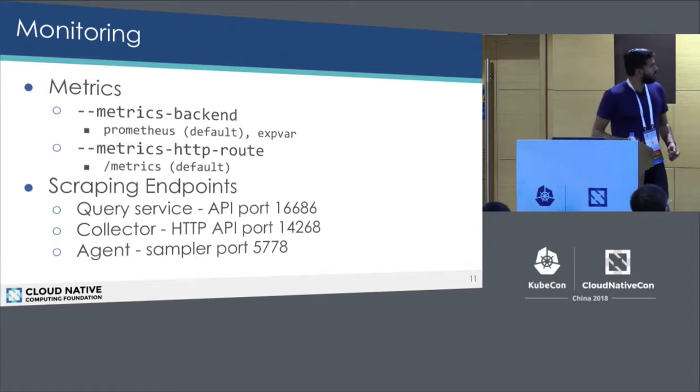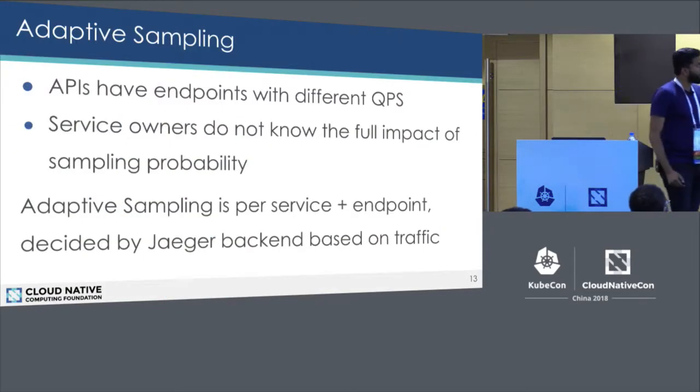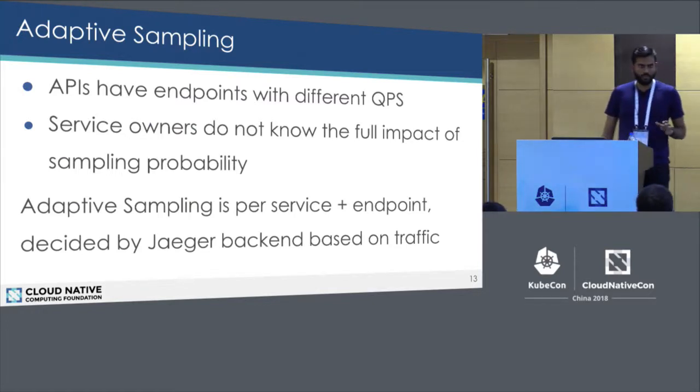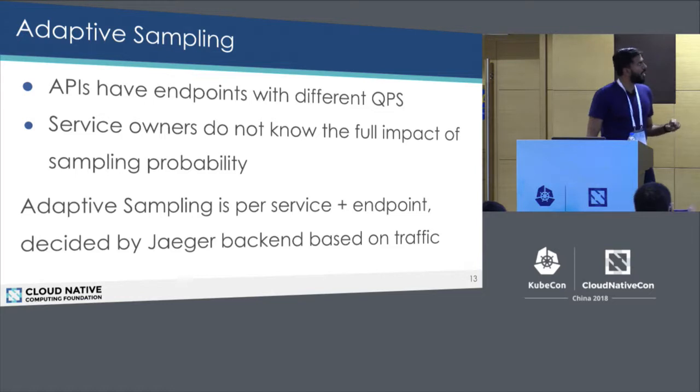So here we go. All of these new features are out and released. They've been in use at Uber for about a year or so. The first one is adaptive sampling.